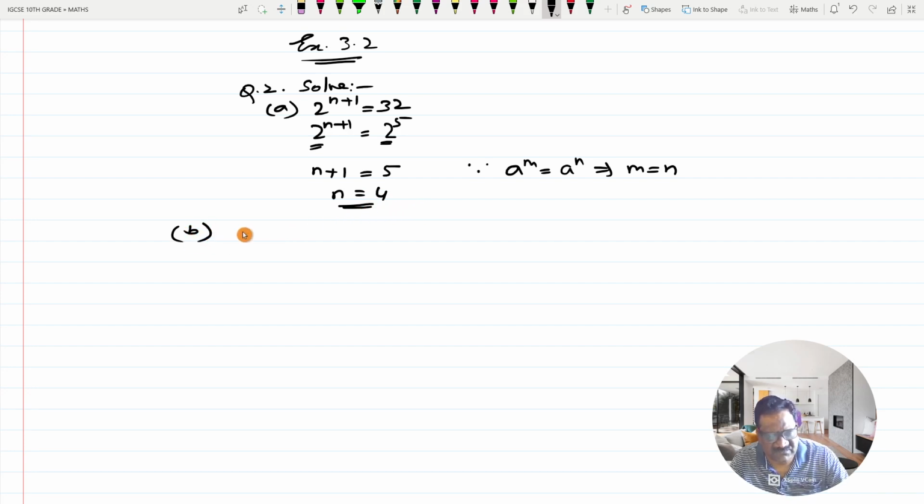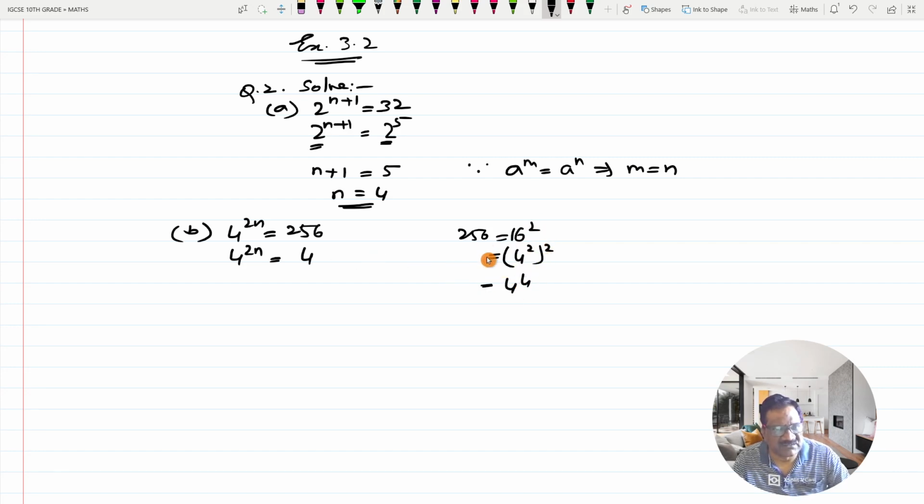So the B part of this question is 4 raised to 2n is equal to 256. Fine. So again, I'll do the same thing. 4 raised to 2n will be equal to 4 raised to, now 256 is nothing but 16 squared, and 16 is nothing but 4 squared. So can I write (4 raised to 2) whole raised to 2? That happens to be 4 raised to 4. So this 256 can ultimately be written as 4 raised to 4. Right? Now because the bases are the same, I can equate the powers. So 2n is equal to 4, n is equal to 4 upon 2, that is equal to 2. So the answer happens to be 2.